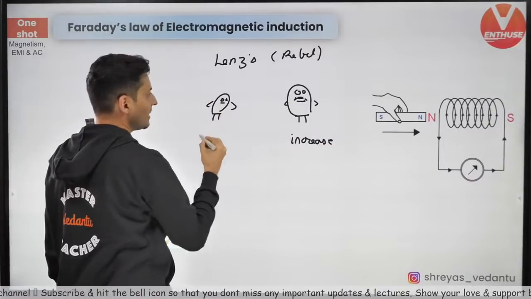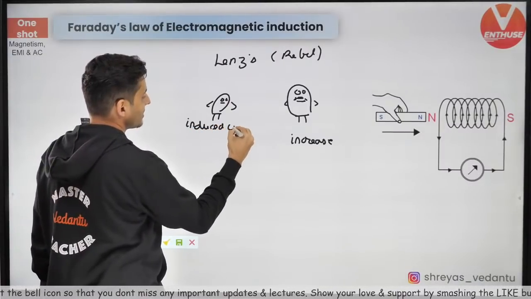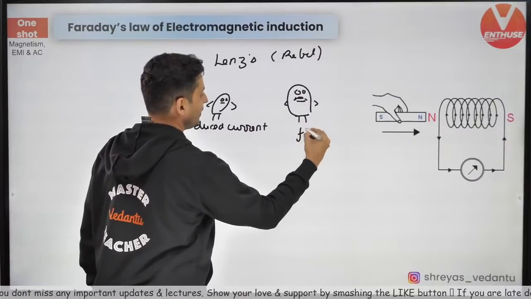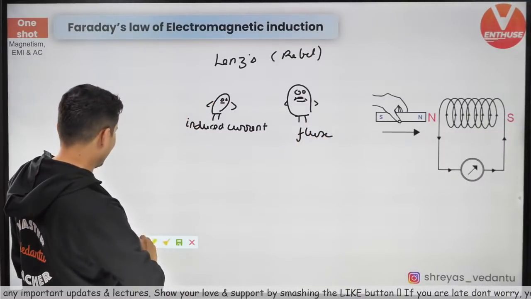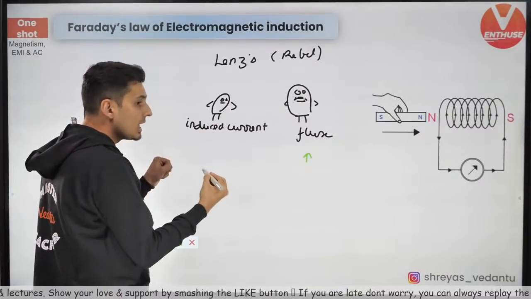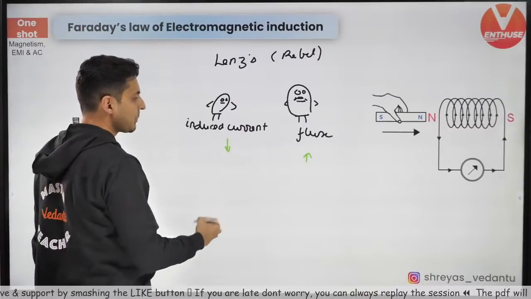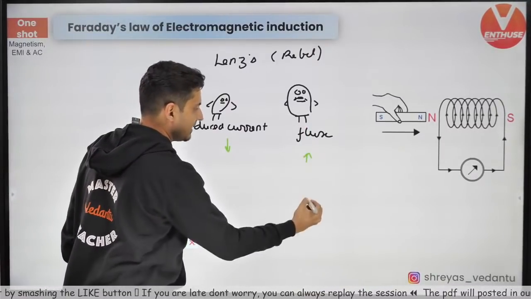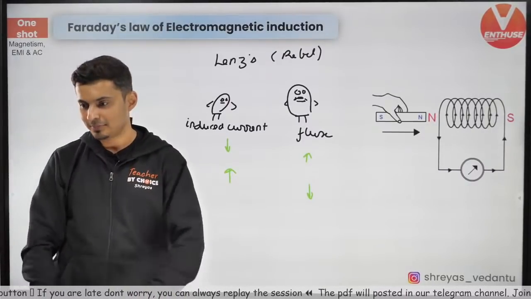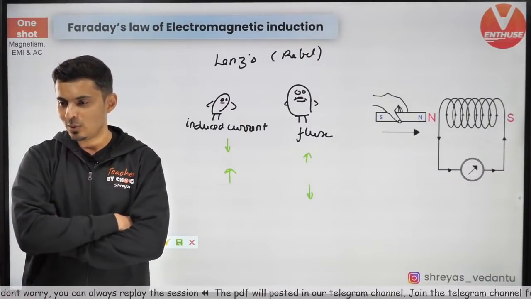What will this induced current say? This is the induced current, and this is your flux. So if the father says increase, the induced current will try to create a field which will oppose the increase. So it will always oppose it. And if this flux says decrease, then he will say increase. Exactly opposite. Yes. Great.